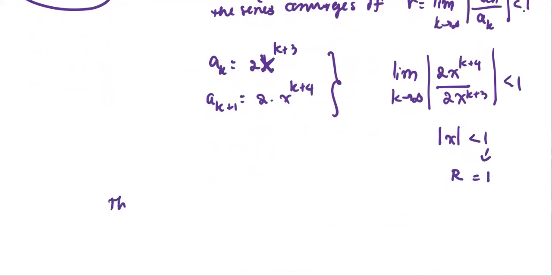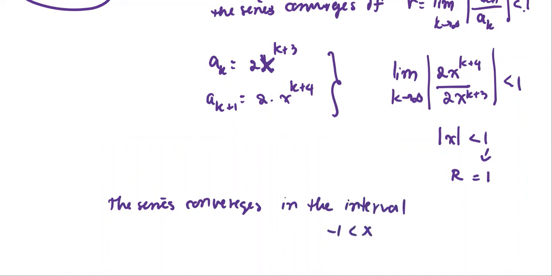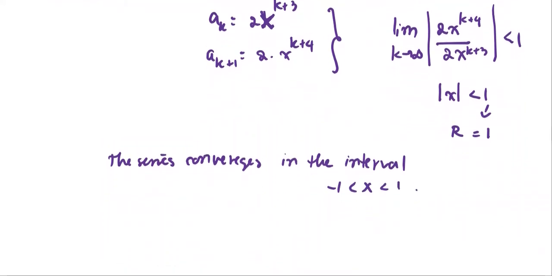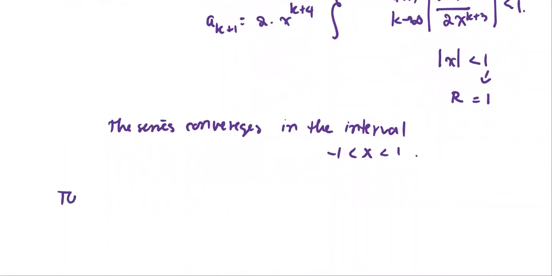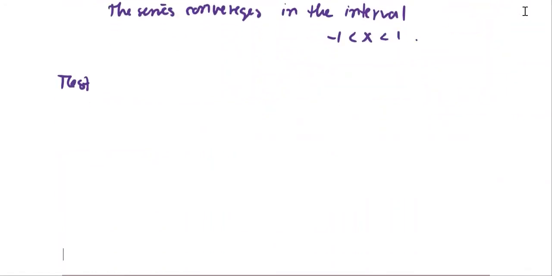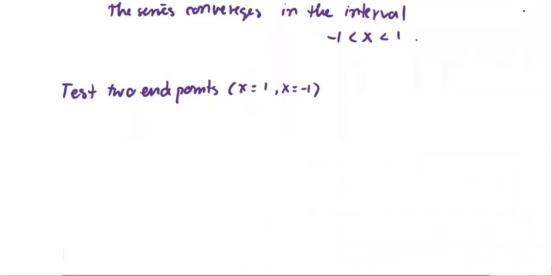Or we can say the series converges in the interval negative 1 less than x less than positive 1. And then we're going to check the two endpoints, at x equals 1 and x equals negative 1.